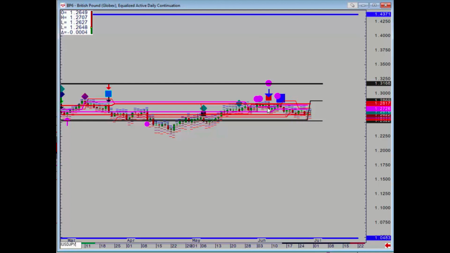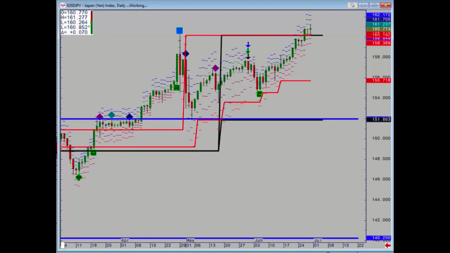Dollar yen's been a bit more interesting. Broke up on Wednesday, took out that 60.19 level. We come back to it, pretty close to it a couple of times on Thursday and Friday, and held it. So there is no resistance. It's going to take a daily close below that 60.19 point to say that this breakout higher is false.